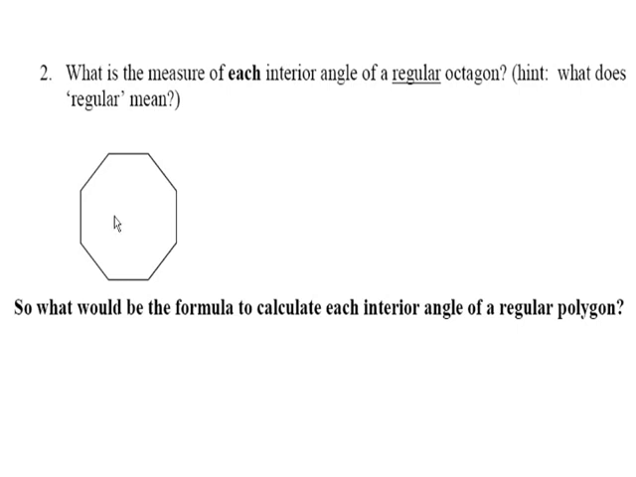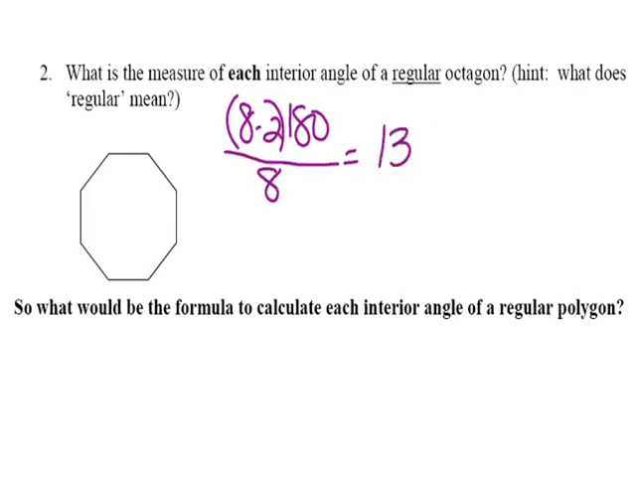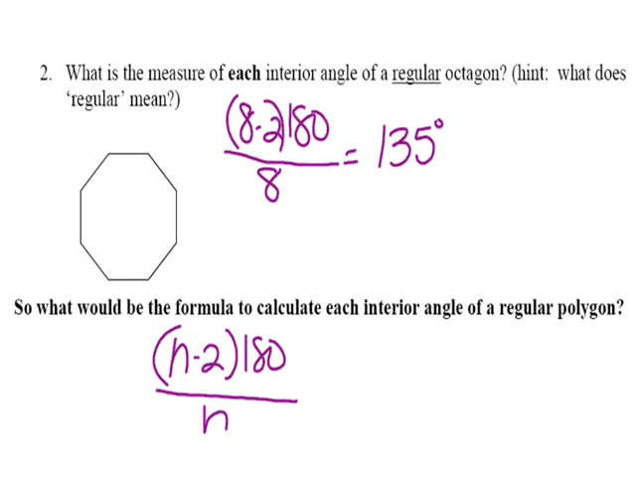So for us, what that means is if I know what the sum of the interior angles are, and I do because I can just take 8 minus 2 and multiply it times 180, and if the angles are all the same, and there's 8 of them, I can just take that sum and divide it by 8. And when I do the math on this, I find out that it is 135 degrees. So what would the formula be to calculate each interior angle? Well, if we go back to our formula for the sum, n minus 2 times 180, all we did was divide it by n. But I think there's an easier way to do this.